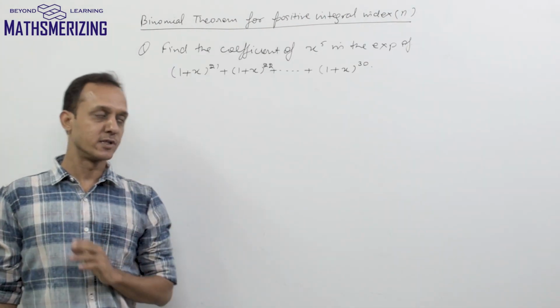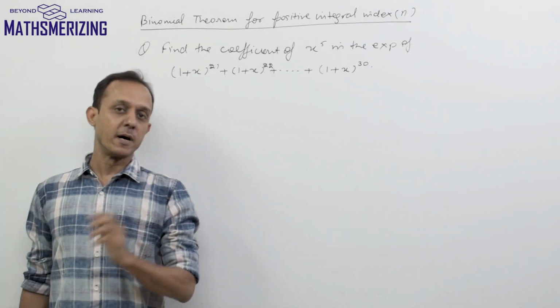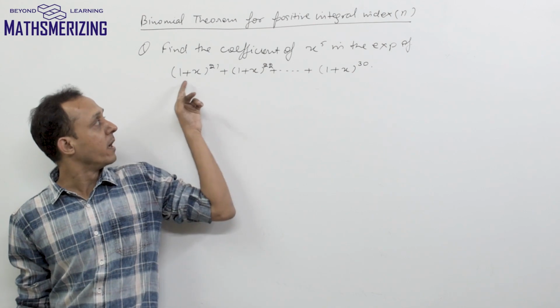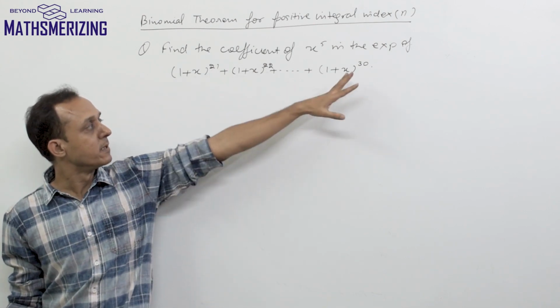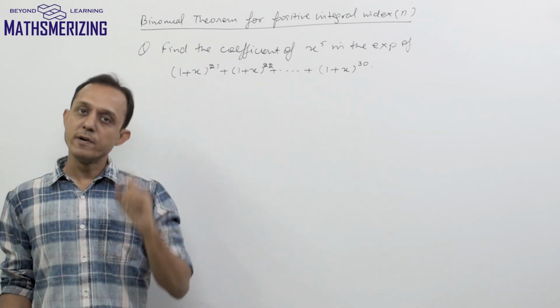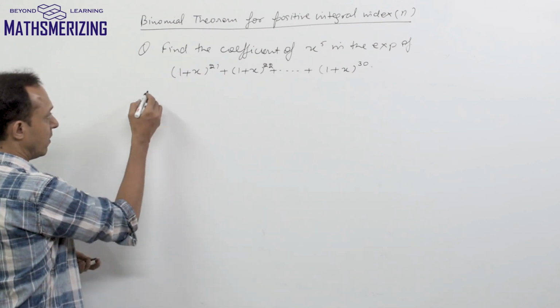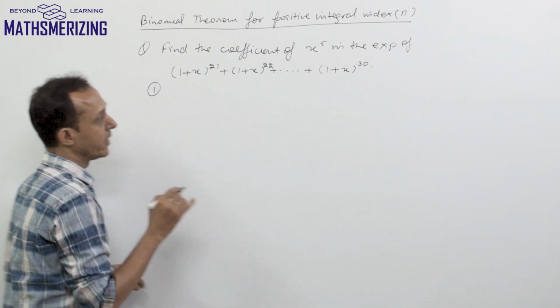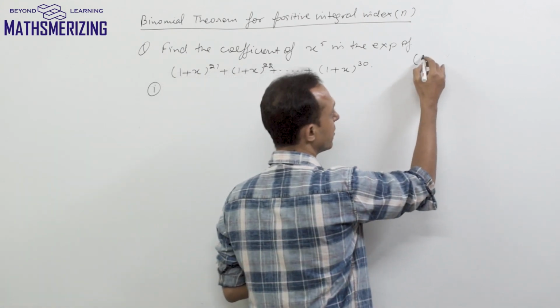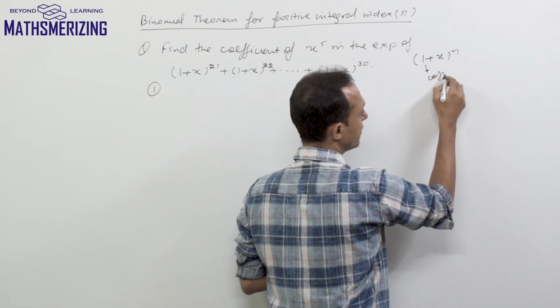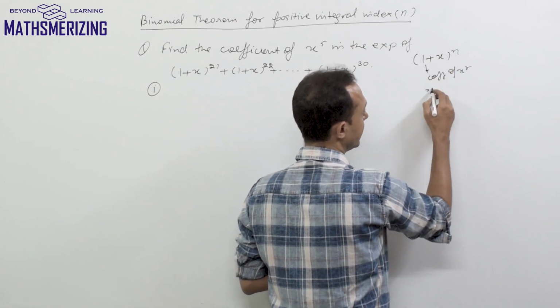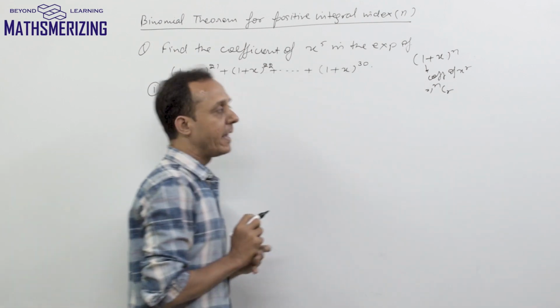So let us take up another question, which is: find the coefficient of x to the power 5 in the expansion of 1 plus x to the power 21, 1 plus x to the power 22, and so on up to 1 plus x to the power 30. Now there are 2 ways of solving this question. Now one method can be, I know that in the expansion of 1 plus x to the power n, coefficient of x to the power r is given by simply nCn-r.